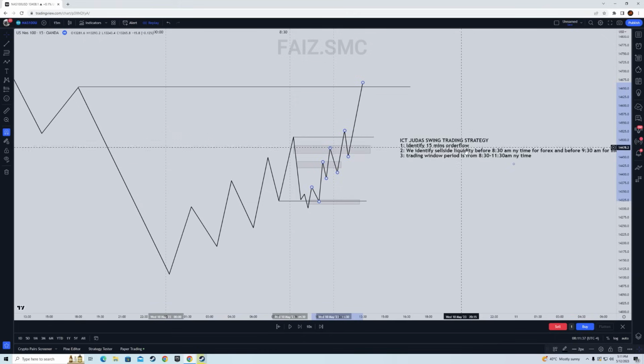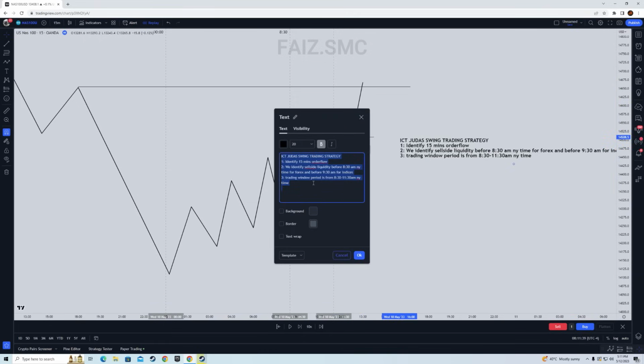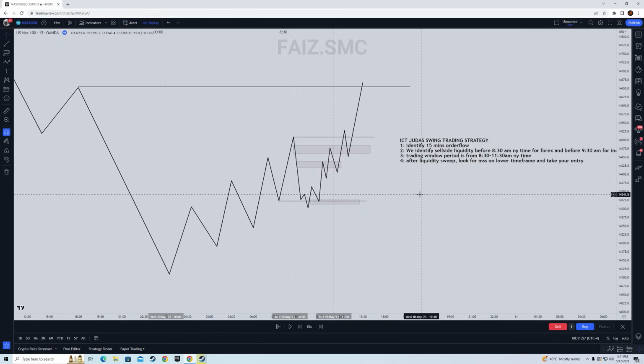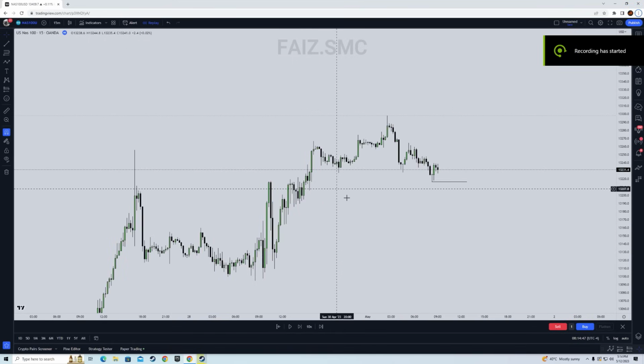It's really that simple. After a liquidity sweep, look for a market structure shift on a lower time frame and take your entry. It's really that simple. So I'm going to give you guys a couple of examples and then I will end the video. All right, guys, so here is example number 1.